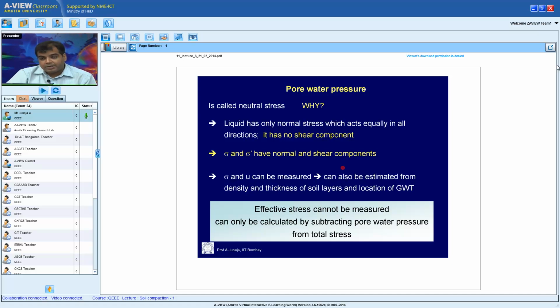Pore water pressure can similarly be calculated looking at the depth below surface in case you have a steady, no groundwater flow condition. However, there are instruments to measure total stress and, I apologize, the pore water pressure. However, there are no instruments, you cannot possibly measure effective stress. Effective stress is only deduced, it's manifested as a result of observation of total stress and pore water pressure.